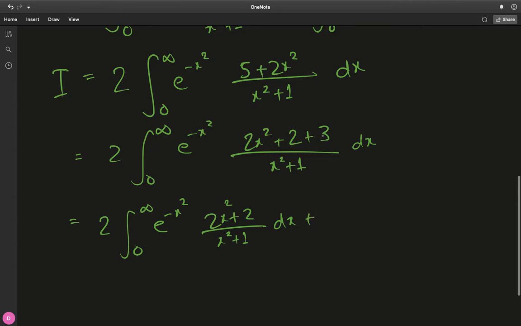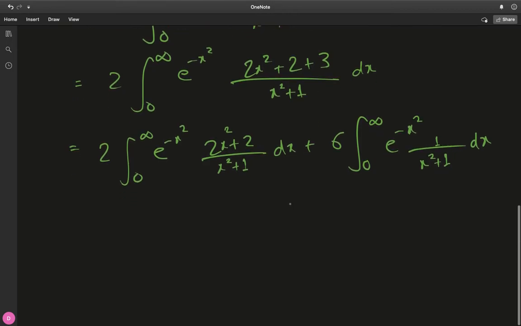plus this 3 and this 2 will make us 6 times the integral from 0 to infinity of e raised to negative x squared times 1 over (x squared plus 1) dx. Nothing in the numerator now. So notice that we can actually cancel out the denominator because the numerator is just twice the denominator. So we can pull that 2 out.